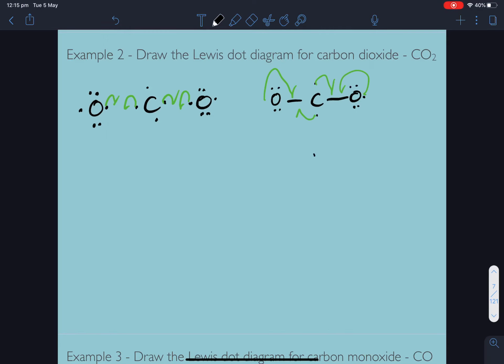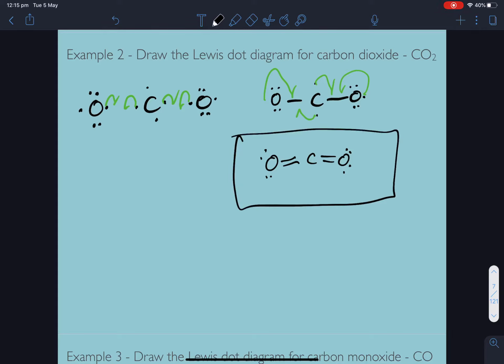Okay, let's redraw our molecule just below. Okay, the 2 lone pairs on each oxygen are left over. The carbon in the middle has 2 double bonds, 4 electrons in each of those, so that's 8 electrons taken care of. Each oxygen has a double bond, so that's 4 electrons, and then 2 lone pairs, which is 8 electrons. So this structure here is our final structure for carbon dioxide.